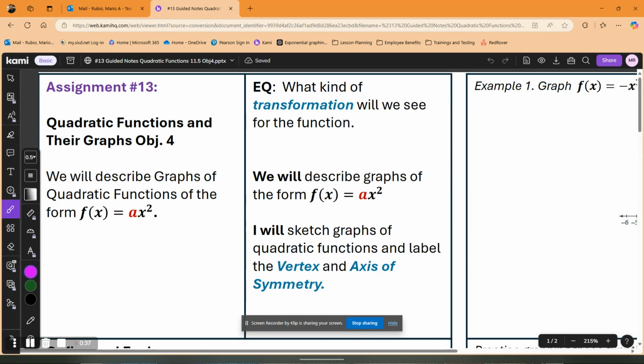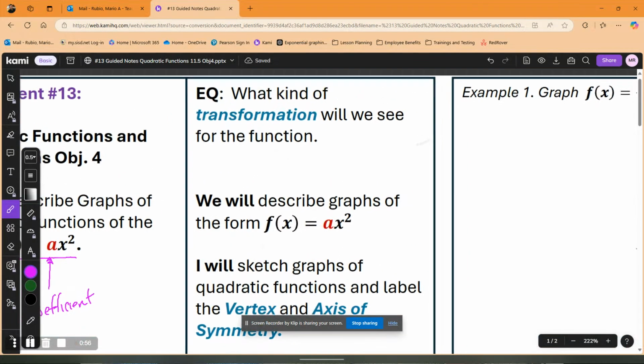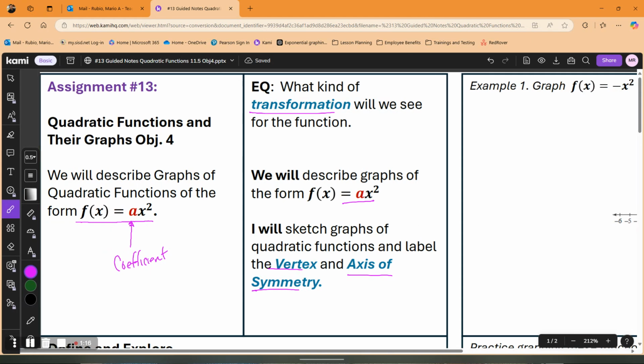We will describe today the graphs of quadratic functions of the form f of x equals ax squared. So we're going to look at what happens when we add a coefficient in front of the x squared. This a is called a coefficient. We should be asking ourselves, what kind of transformation will we see with this function? We will describe graphs of the form f of x equals a times x squared, and I will sketch graphs of quadratic functions. You all will sketch graphs of quadratic functions, label the vertex and the axis of symmetry. Make sure you write this down and you're filling the blanks on your note sheet.